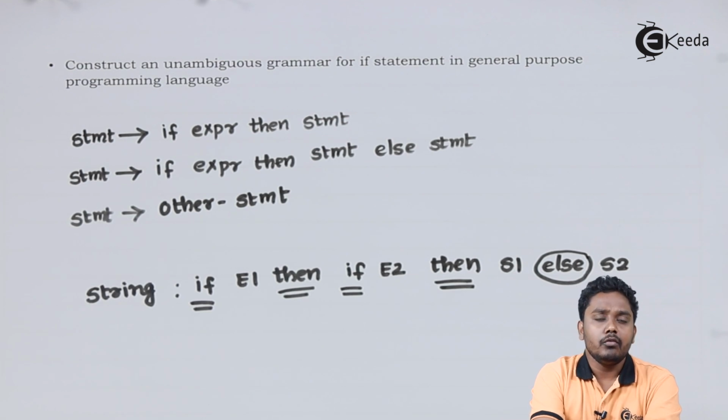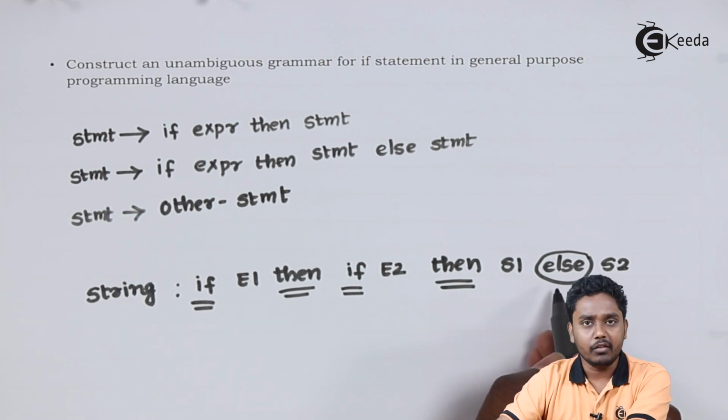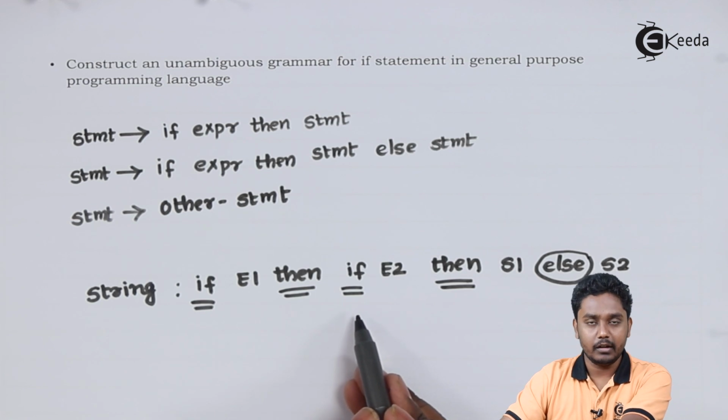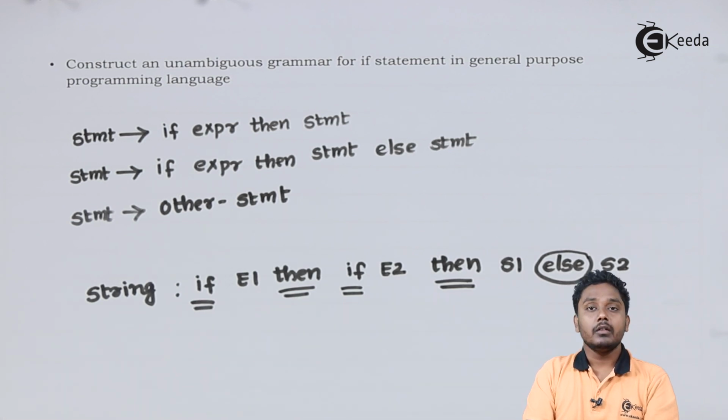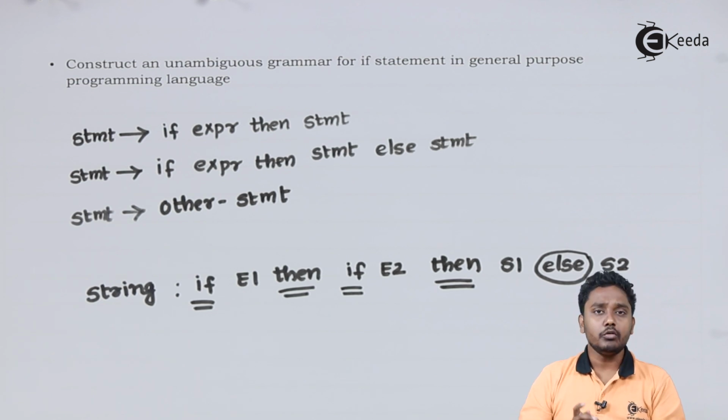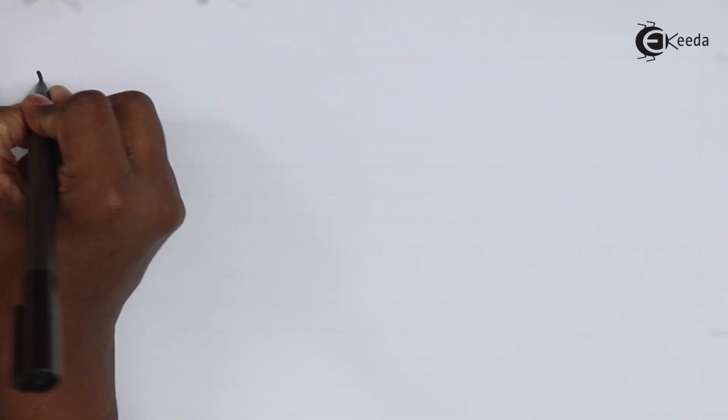Using this statement, we never know whether the else is associated with the first if-then pair or the second if-then pair. We will try to generate the parse tree using the grammar and this particular string. Statement would be the root of the tree because it is the start symbol in our grammar.